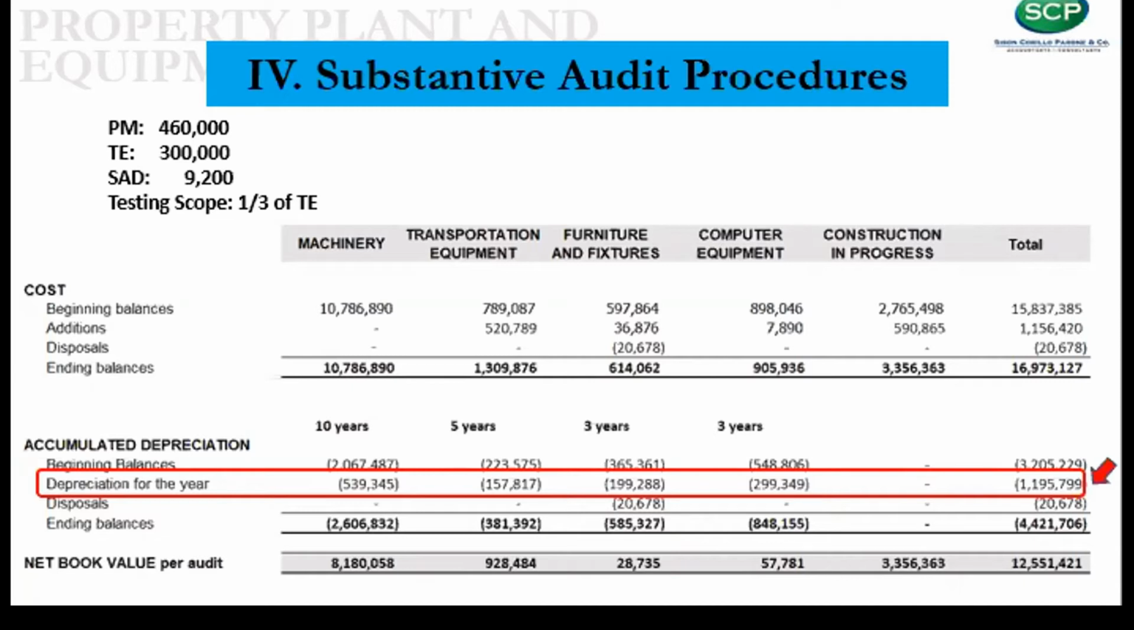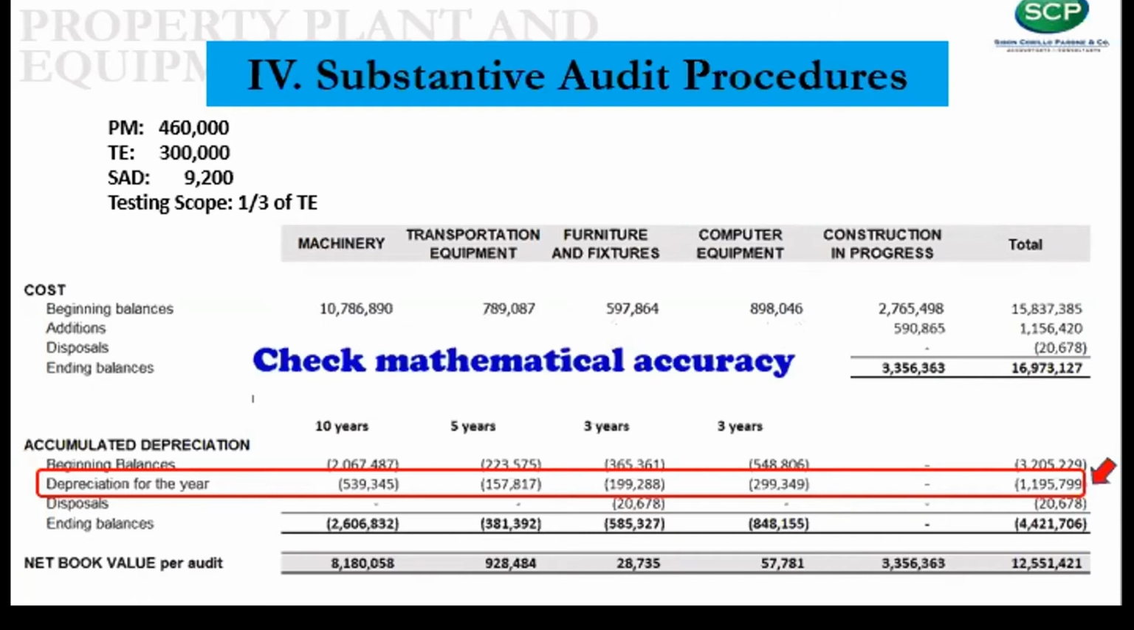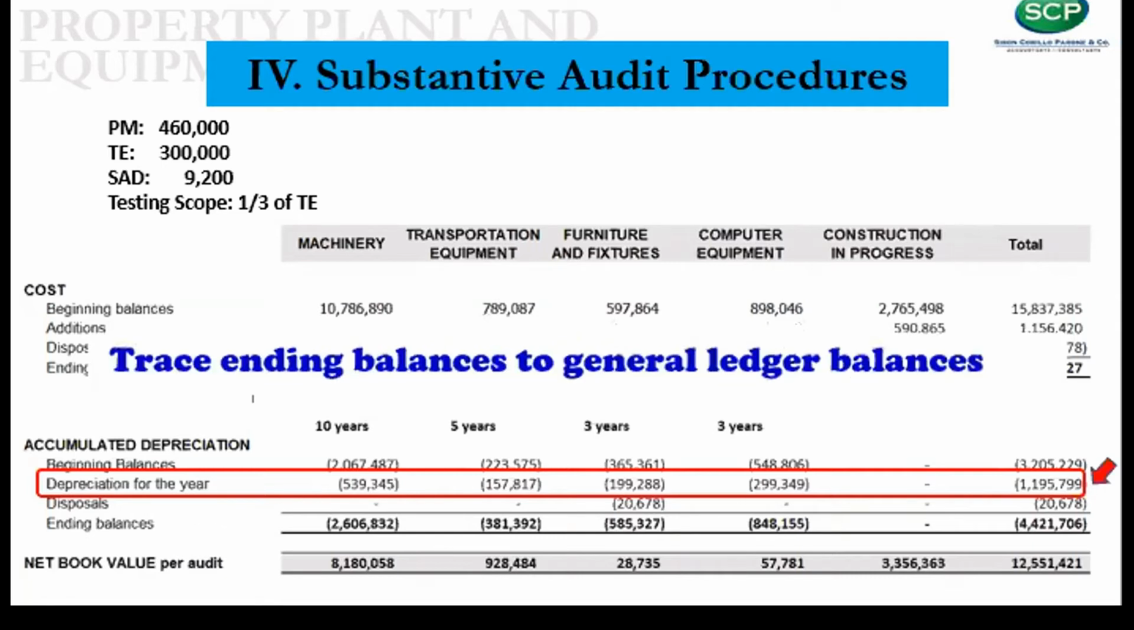When it is the client who prepared this roll forward analysis, please ensure to check for the clerical or mathematical accuracy of the analysis and to ascertain that the ending balances of cost and accumulated depreciation agree with the general ledger balances as well as the fixed assets register of the company. A fixed assets register is the subsidiary ledger used for fixed assets.